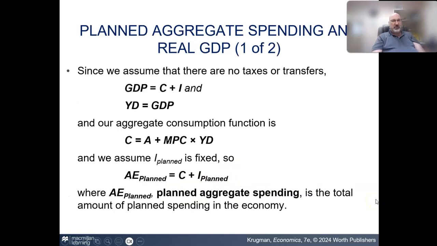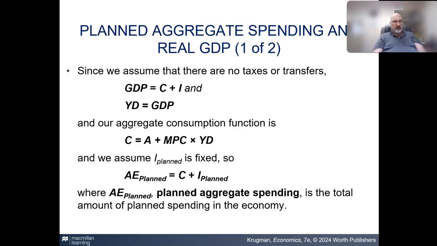All right. So planned aggregate spending, real GDP. With no taxes and transfers, GDP equals C plus I. Disposable income is equal to GDP. You see where this is going. And so your aggregate consumption function is once again C is equal to A plus MPC times YD. And planned investment is also fixed. Planned investment is always the same. So whatever it is, 25, 20, whatever, it's going to be that all the way down.